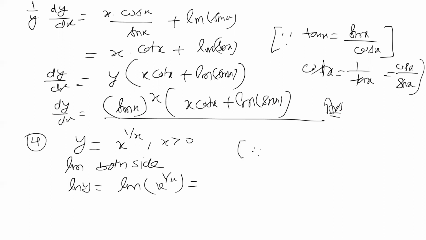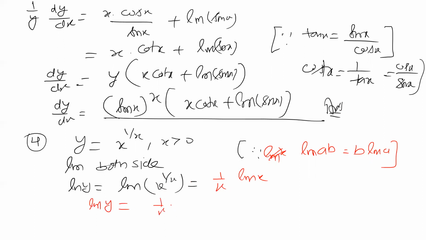Again we are applying the same rule: natural log of a power b, we can write as b natural log a to the base e, understood? Okay, so here ln x power 1 by x, we can write 1 by x, take it outside, ln x. So ln y is equal to 1 by x into ln x. Okay, then what is the next step? Take the derivative on both sides.